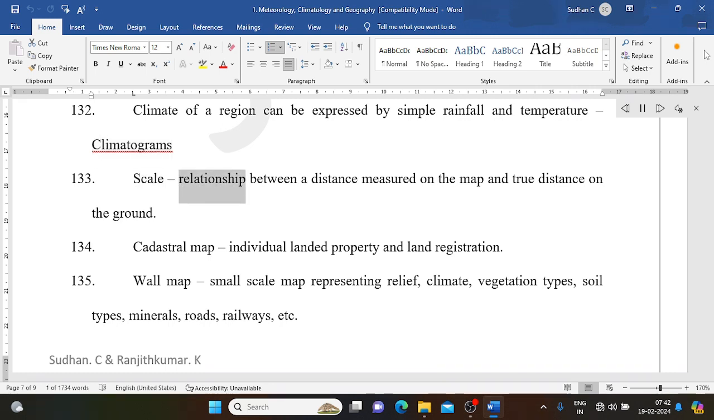Scale is the relationship between a distance measured on the map and the true distance on the ground. A cadastral map shows individual landed property and land registration. A wall map is a small-scale map representing relief, climate, vegetation types, soil types, minerals, roads, railways, etc.